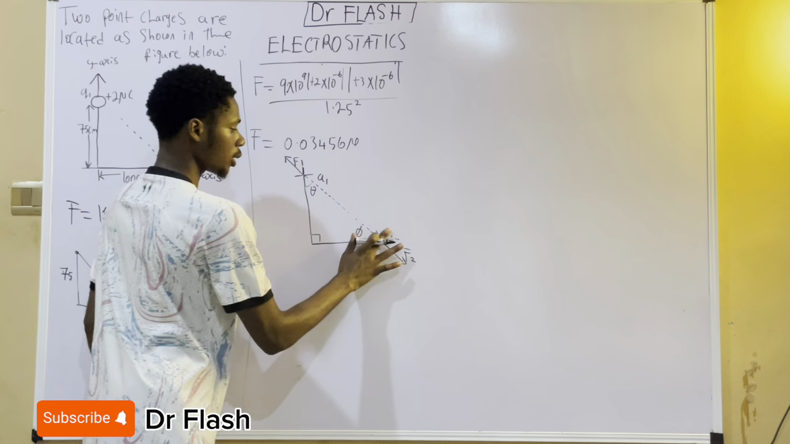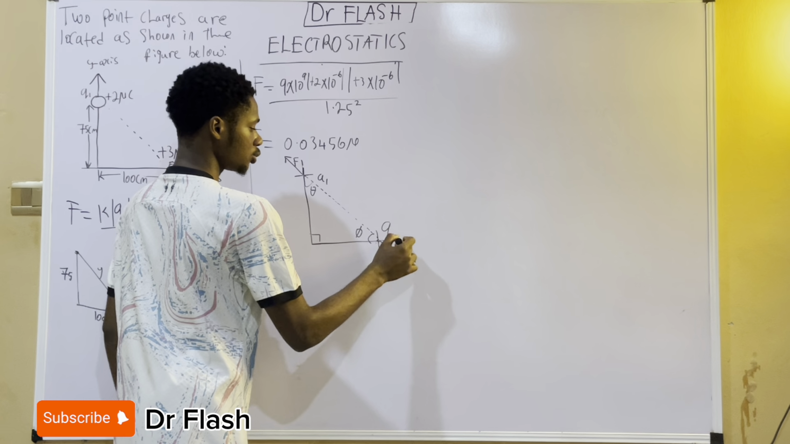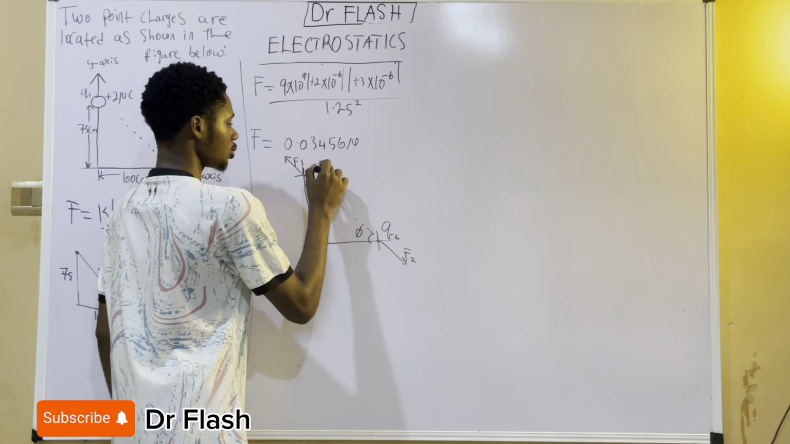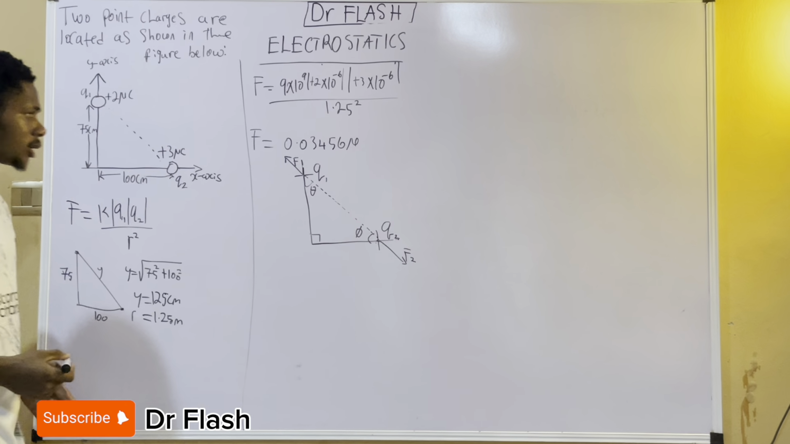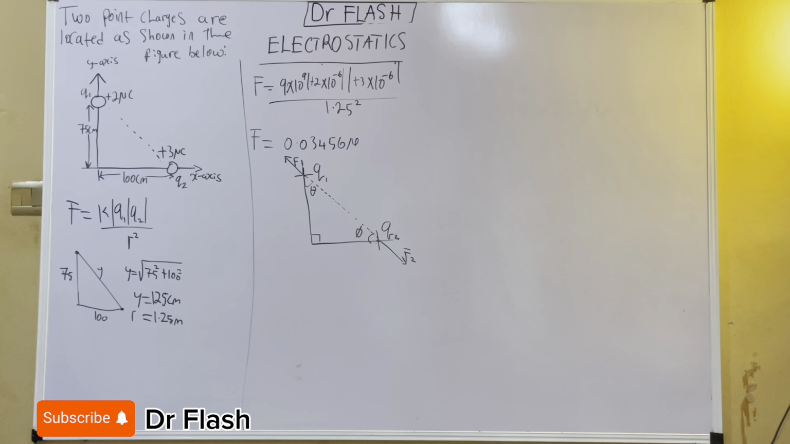So here is Q1. Let me write it so that it can be bold. And then we are going to call here Q1, this Q2 rather. Now we already know the value of F, but we don't need F to find the angles. I think we don't need that.